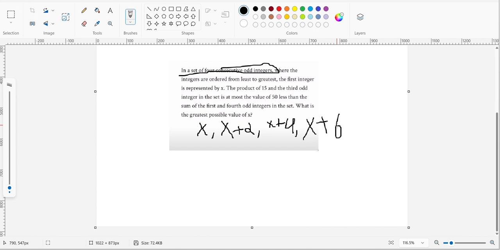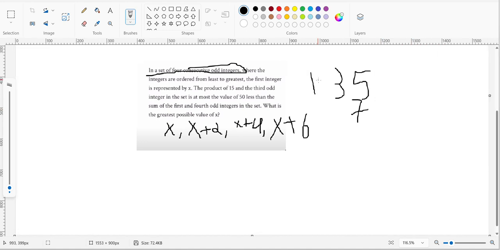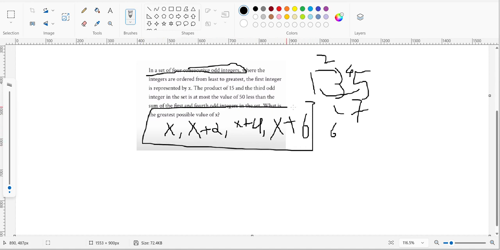Now how I have written these as 4 consecutive integers is, let us take an example: 1, 3, 5, and 7. These 1, 3, 5, and 7 are also 4 consecutive odd integers, and the gap between 1 and 3 is 2, and the gap between 1 and 5 is 4, and the gap between 1 and 7 is 6, right? So in this way, I have taken x, x plus 2, x plus 4, and x plus 6 as 4 consecutive integers. Now, the second part of the question is a very important part, and we have to understand that part to make the equation.